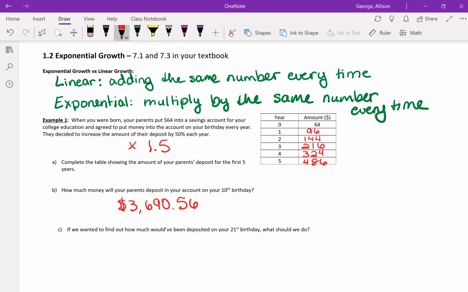All right, so letter C says if we wanted to find out how much would have been deposited on your 21st birthday, what should we do? Well, we would need to keep multiplying another 11 times. But there's got to be a better way than that, and there is. There's an equation we can use to figure this out.